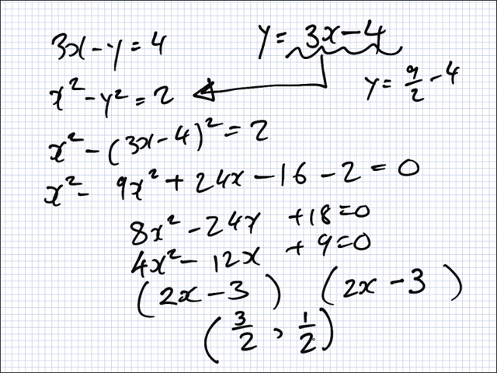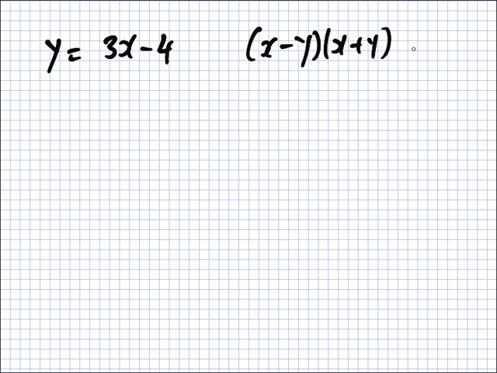Well, actually, it shouldn't. I don't know if it will be a surprise because you might remember seeing something like this in class before. The other way to do it without quadratics, well, you do the first part, which is you say y equals 3x minus 4. And then in the second equation, you factorize it. So instead of saying x squared minus y squared, you say x minus y times x plus y equals 2.